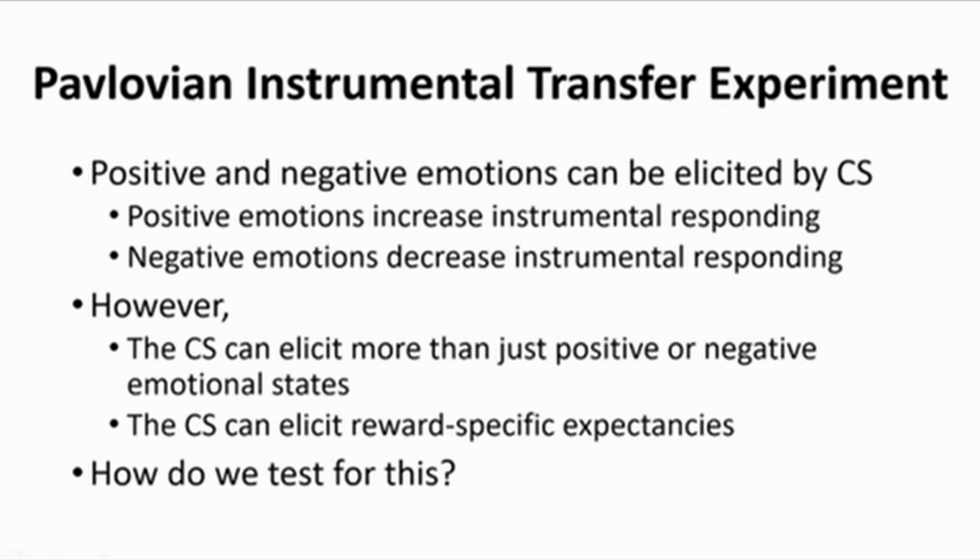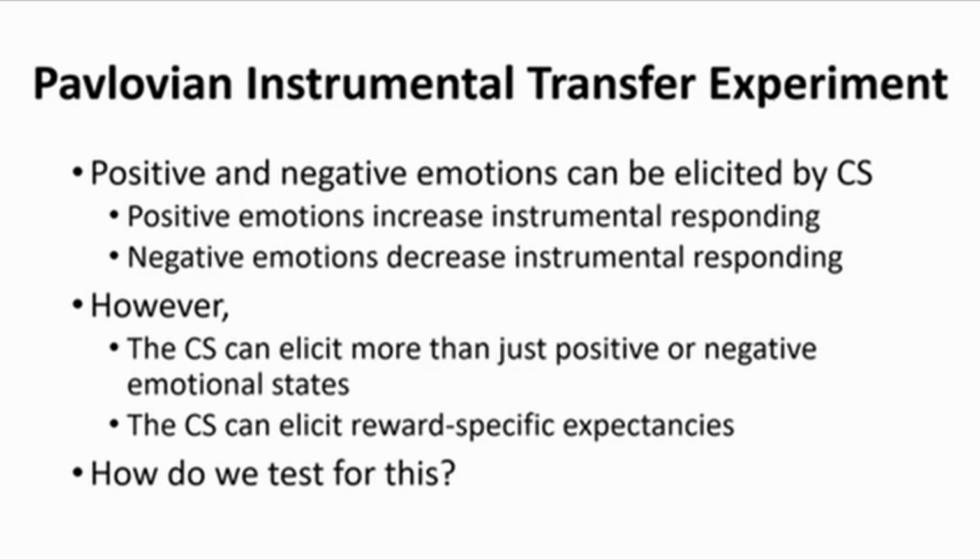If you have the same setup, but instead a negative emotion is elicited, maybe a shock is delivered instead of some reinforcer, then you can have negative emotions developed, and you would see the opposite of what we just talked about, where instead of increasing our instrumental responding, you could see a decrease in the instrumental responding. So with appetitive and aversive, respectively, we can have that positive and negative emotion elicited by our CS.